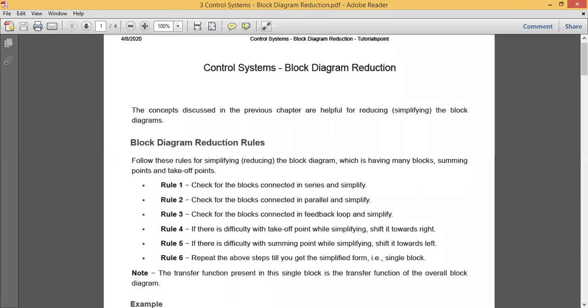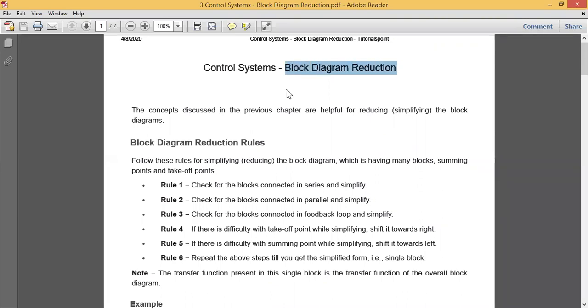But before solving any problem related to block diagram reduction, with this our half of the module will be over. Let me make it more clear with respect to the syllabus. We are nowhere going out of the syllabus. All the contents are with respect to the syllabus only. So today's topic is all about block diagram reduction.